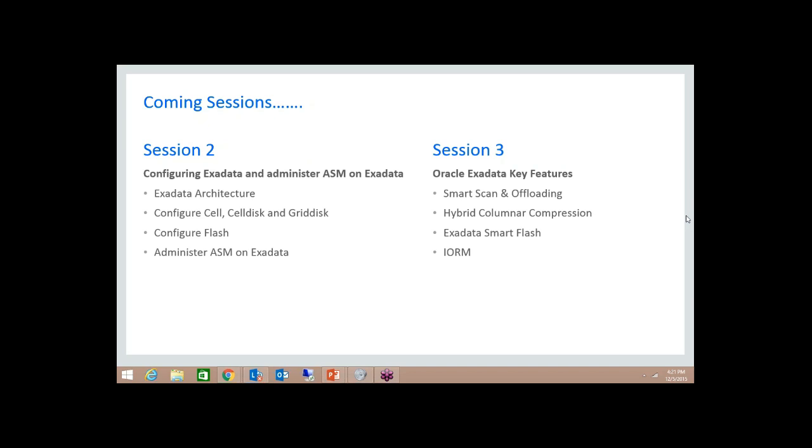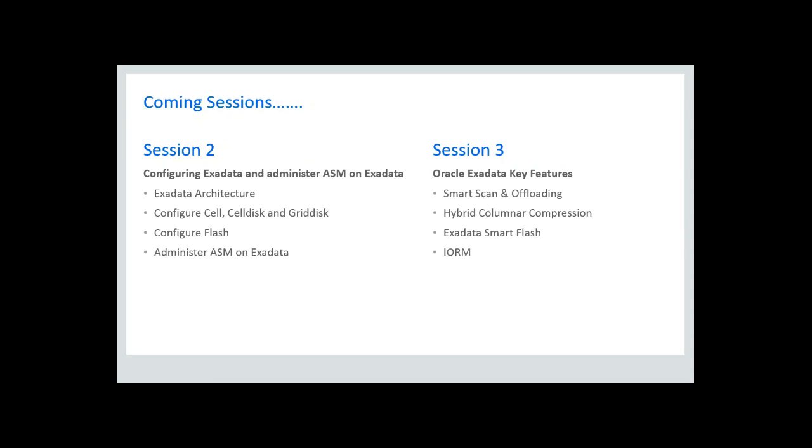Praveen wants to know how exactly the data is stored in the storage cache as compared to keep mode in the database, and how to keep frequently used data in the storage server. I will explain that in detail in session 2, because before that I will be talking in detail about Exadata architecture and how it stores data.